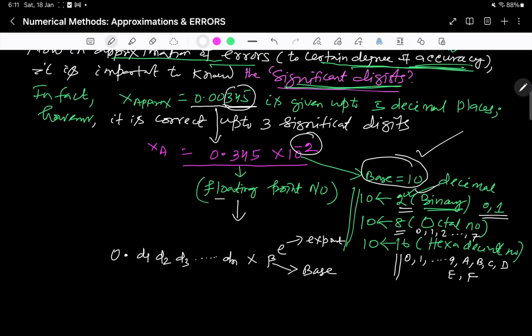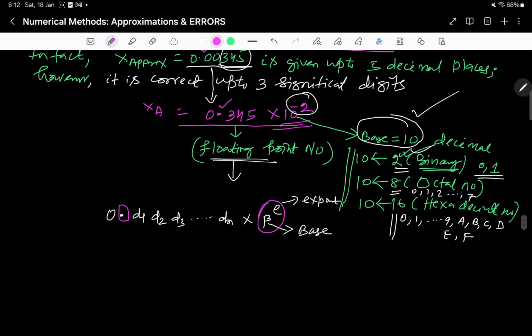So why is it called a floating point number? Because we can adjust it, by changing this beta to the power e, we can place this point in any position. As the point was here, we write this point by adjusting it. So that is called a floating point number.